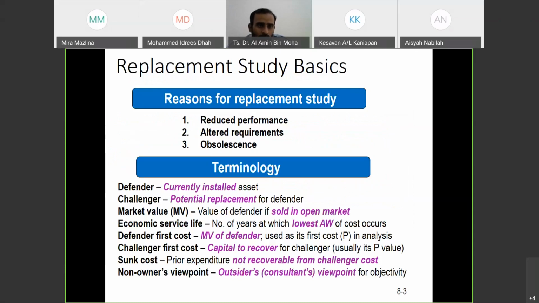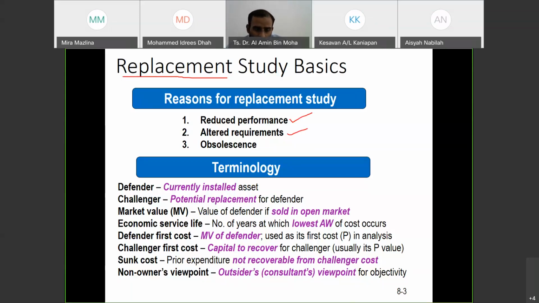Replacement means we're going to replace the equipment or service or anything to improve productivity. The reasons for replacement, they listed 3 here. Reduced performance means that the machines or equipment have reduced performance. It's not as good as when we first bought it, so we need to change. Altered requirements means that now you have different requirements.